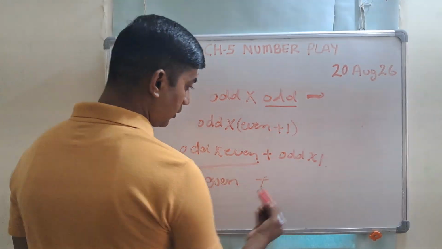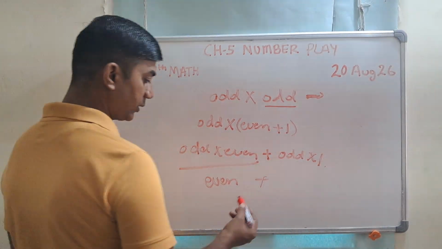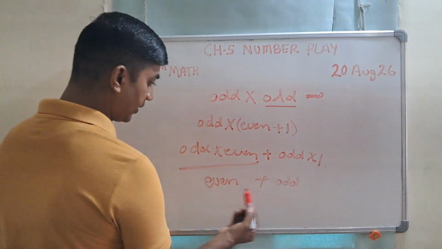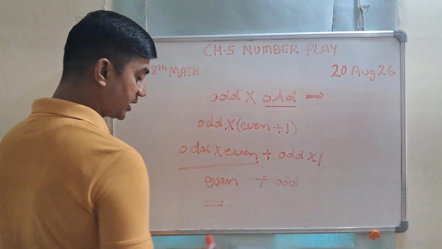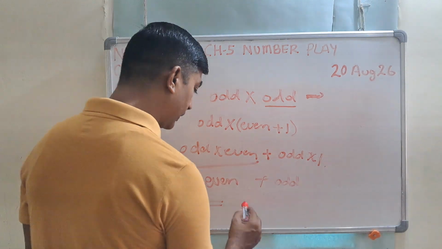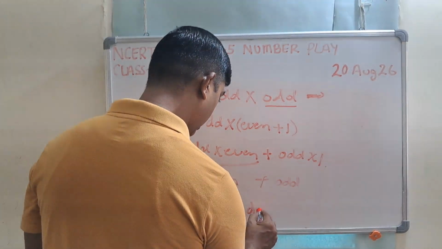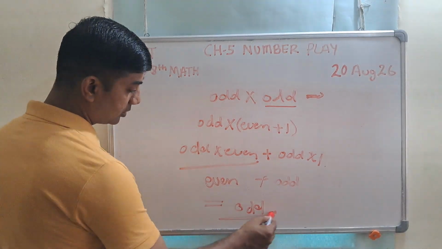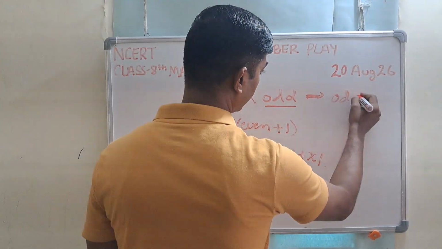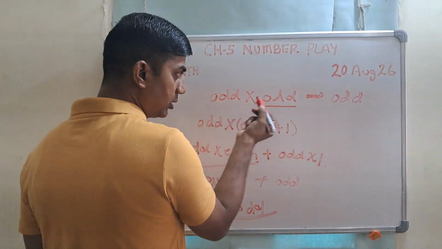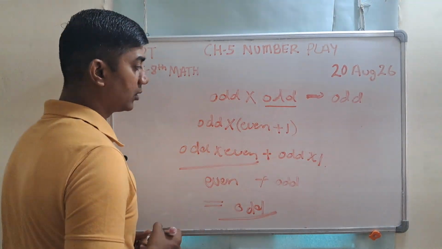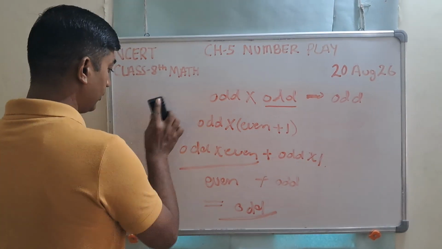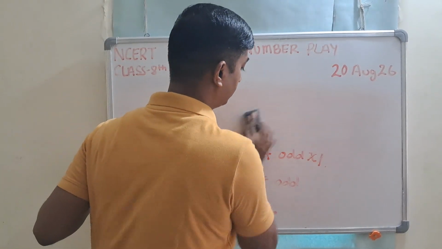and when you multiply odd with 1, what will be your result? Odd. Understood? Now even plus odd, what expression do you get? Even plus odd is always odd. So when you multiply odd with odd, you will always get the result odd. That we have seen here. Now we will see what the next expression is.